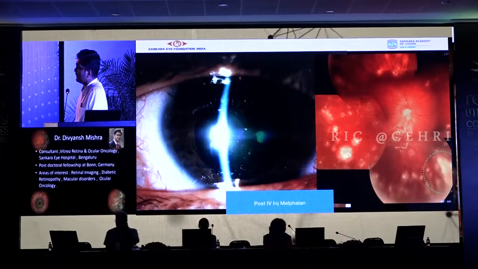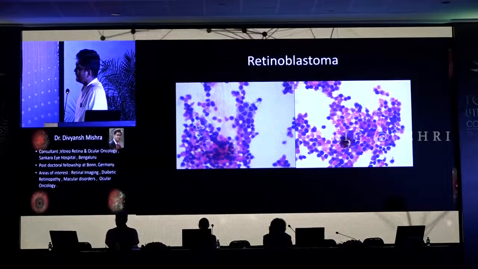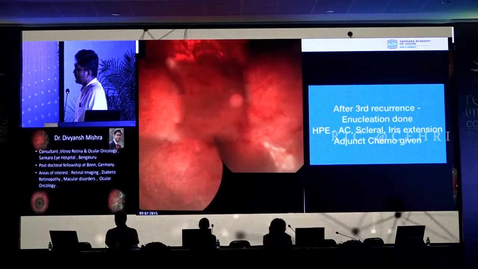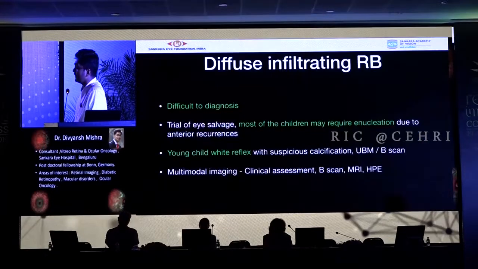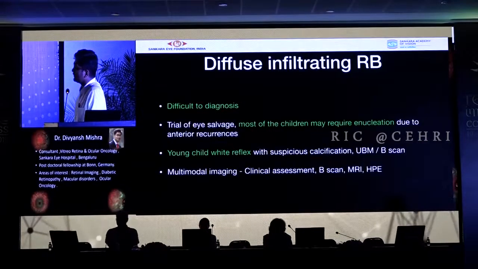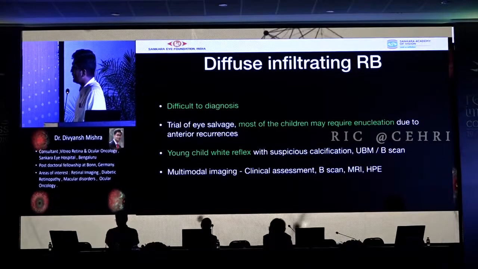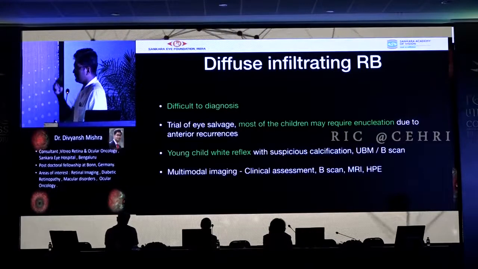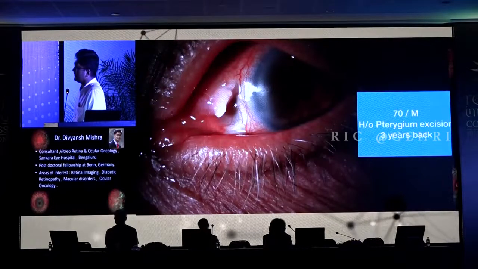This is after 1 injection of melphalan. As you can see, the lesion is in the far periphery, and we sent it for re-evaluation at SN, and it was confirmed to be a retinoblastoma. After even the 3rd recurrence, because of the recurrence and complications, the cornea became hazy, and then it was enucleated. So yes, a difficult diagnosis, but in children presenting at an early age with a unilateral white eye reflex, try to rule out retinoblastoma, and do a UBM, MRI, B scan. Most importantly, it's a cumulative effort of clinical evaluation, and we have to study each and every film of the MRI. This is the last case.